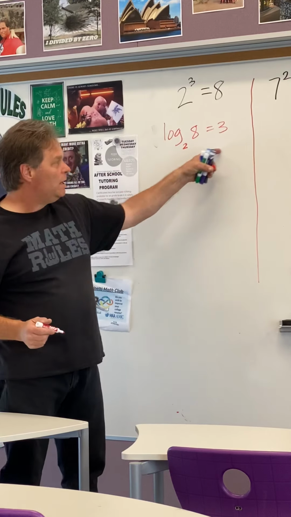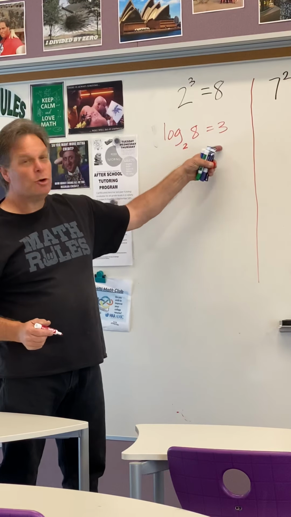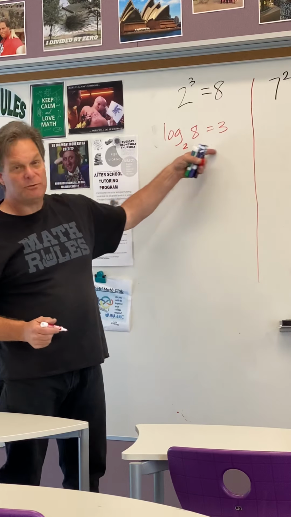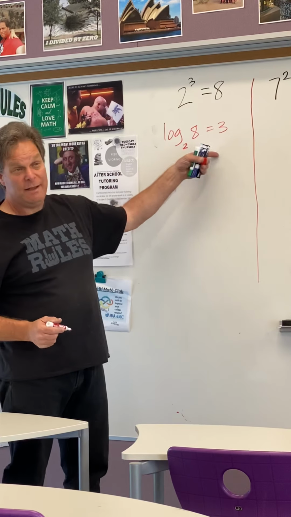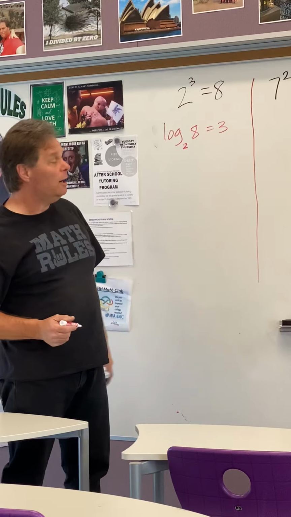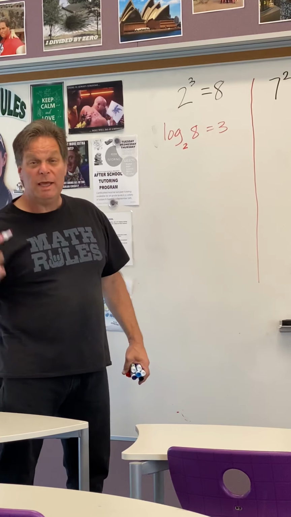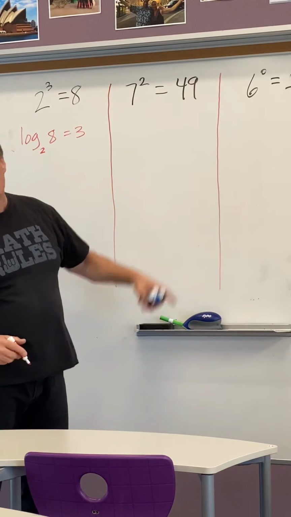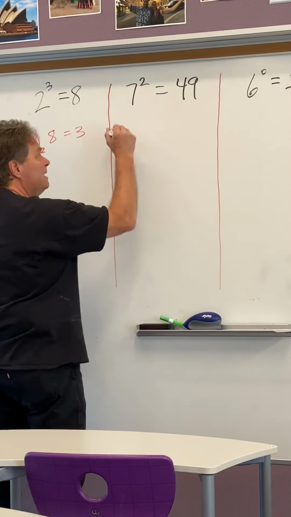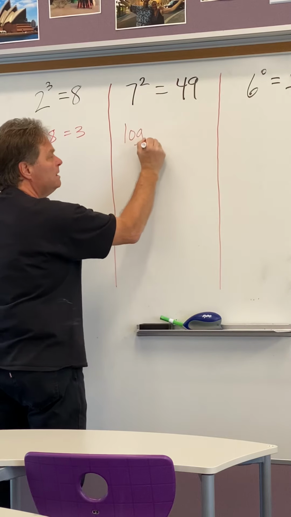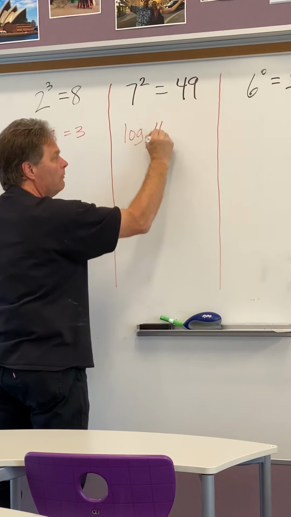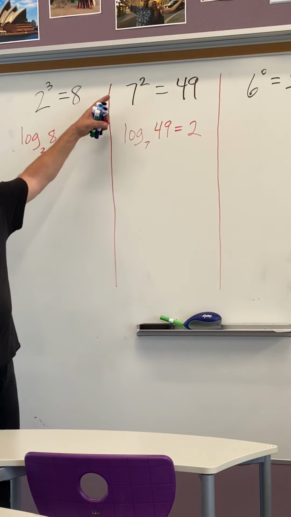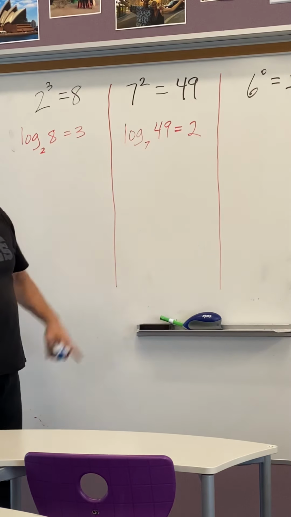You know what this thing says? 2 to the third power equals 8. That's all this says, okay? It's just a different way of writing it. So just understand that. It's kind of different, kind of weird, but it's really that easy. So let's check this one out. 7 squared equals 49. Well, the base is 7, so it's going to be log base 7 of the answer, 49, equals the exponent 2. I just converted from exponential form into logarithmic form.